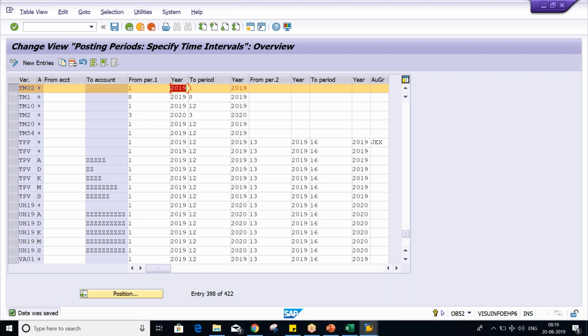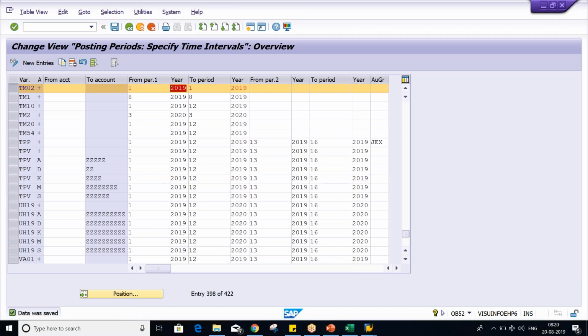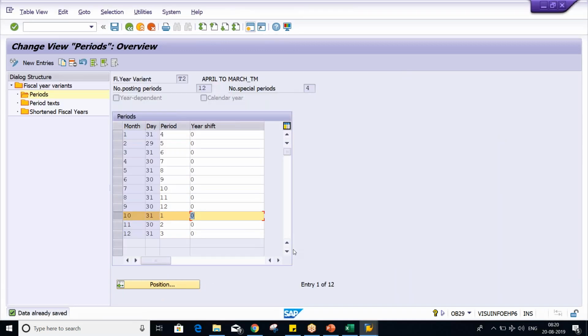But we are saying 2019 because October onwards 2019 is starting, but in the actual posting date, which year is there? 2018. So how is the system going to count this 2018 as 2019? Here in SAP we are going to give year shift plus 1. So October 2018, plus 1 means the system will be able to identify 2019. October, then November, then December. Till December, we need to give this plus 1.